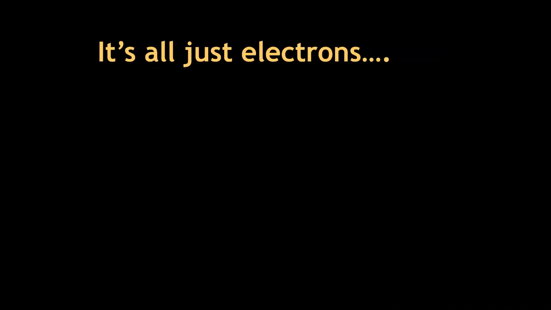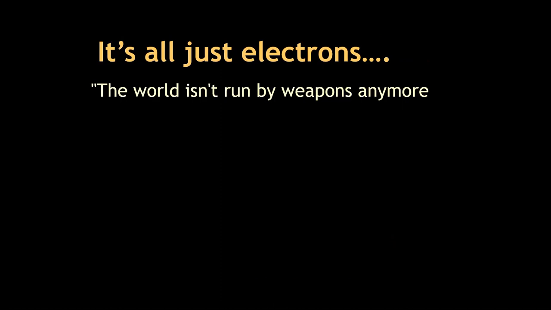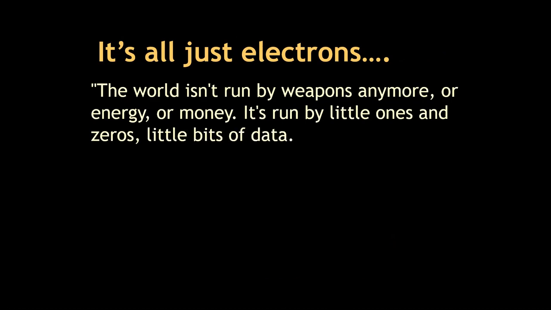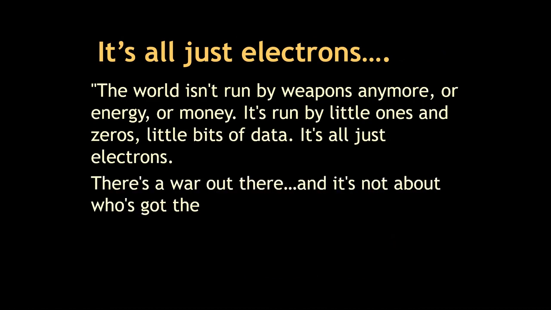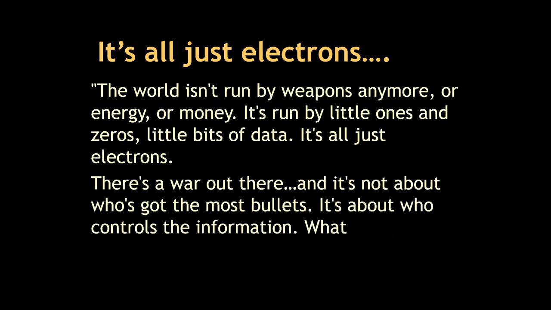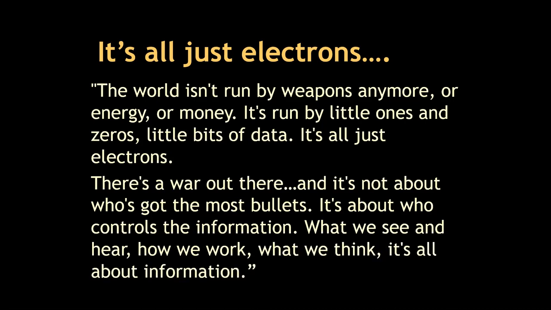And it happens in many different forms, right? And why does it happen? Because it's all about electrons, or the data. The world is not run by weapons anymore, or by energy or money. It's run by little ones and zeros, little bits of data. It's all just electrons, which are nothing but data, right? And there's a war out there, and it's not about who's got the most bullets. It's about who controls the information. What we see, what we hear, how we work, what we think, it's all about information. It's all about data, right?